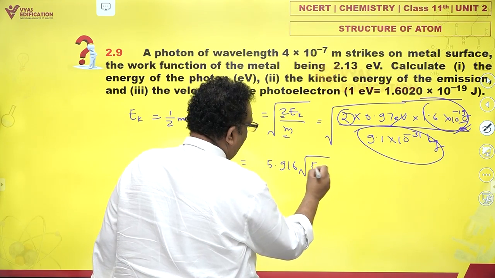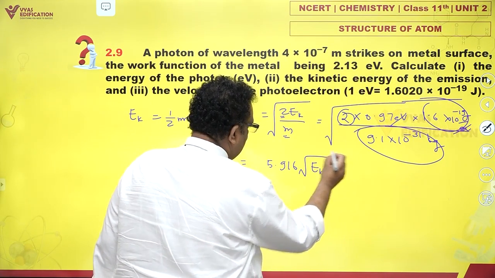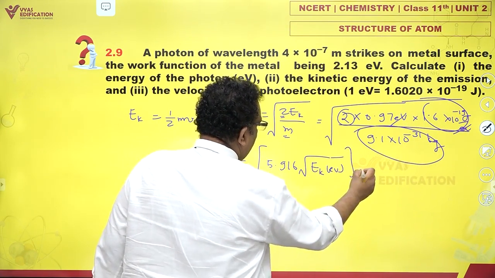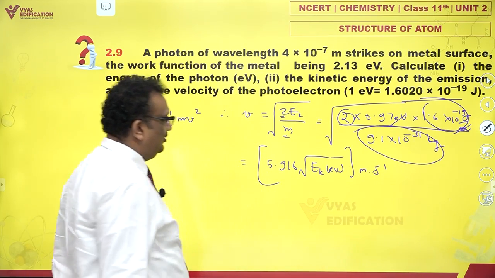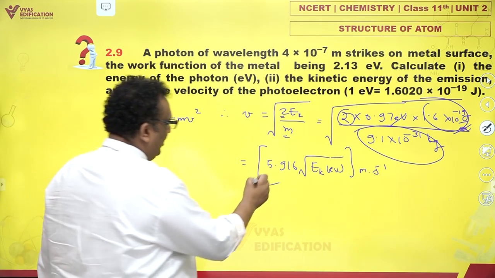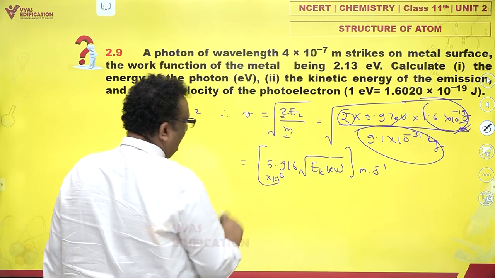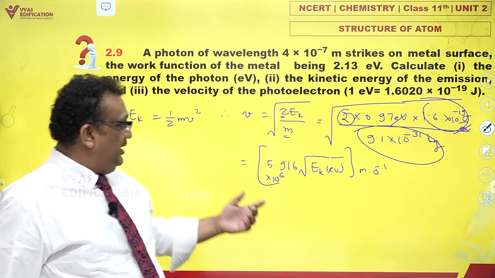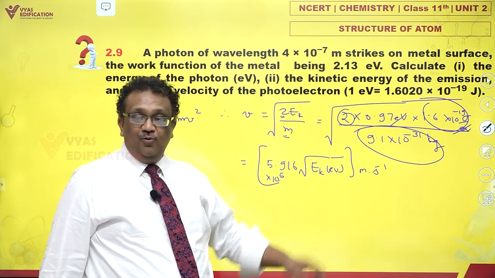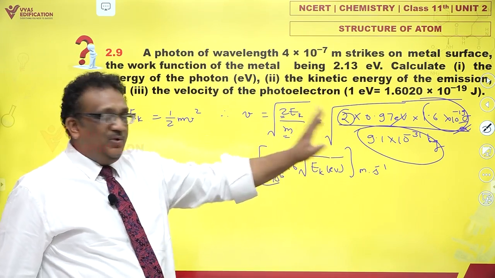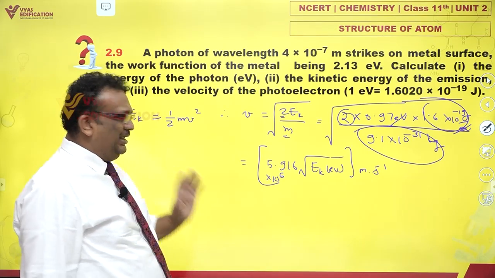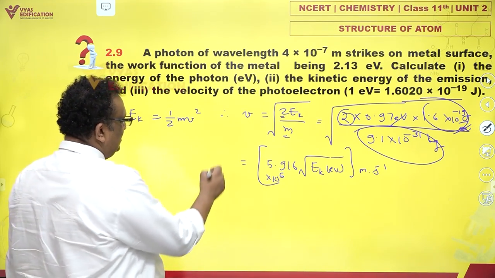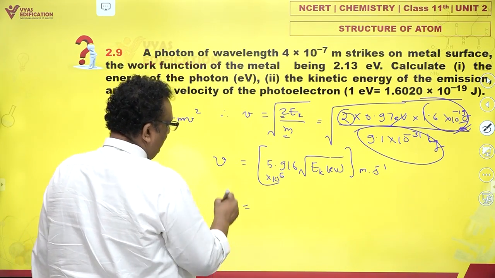5.916 root of kinetic energy in electron volts, so many meters per second, into 10 raised to 5. 5.916 or 5.92, whatever, into 10 raised to 5 root of kinetic energy meters per second. If you want, you can simply take this as a formula also. This is the velocity of photoelectron.